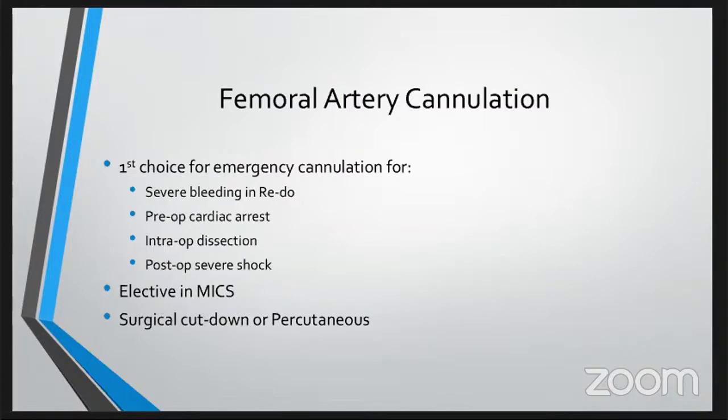Important complications might happen with the femoral artery cannulation, like retrograde dissection and distal limb ischemia, which can be prevented by putting an antegrade cannula, and also tearing, thrombosis, pseudoaneurysm, and groin or retroperitoneal hematoma.